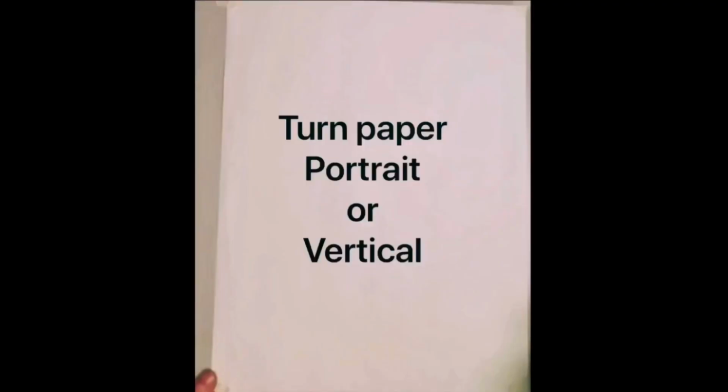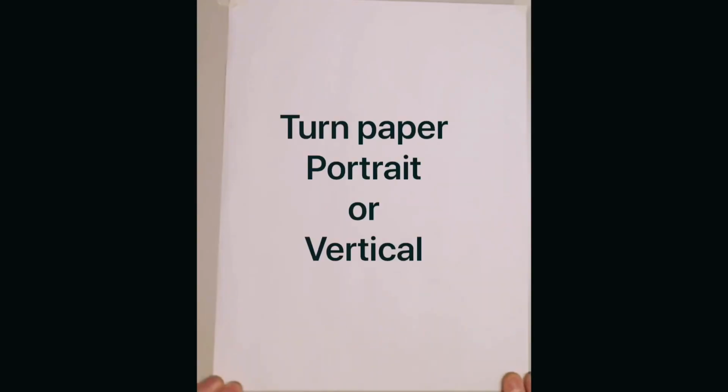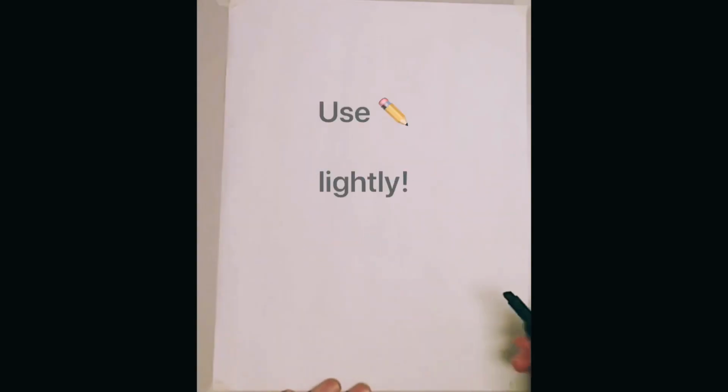I would like your paper to be portrait, long ways. And what we're going to do is a landscape. Now, usually when you start drawing grass, you think, okay, I'm going to start at the bottom, and I'm going to do a grass line down here. Well, that's not really how it looks.